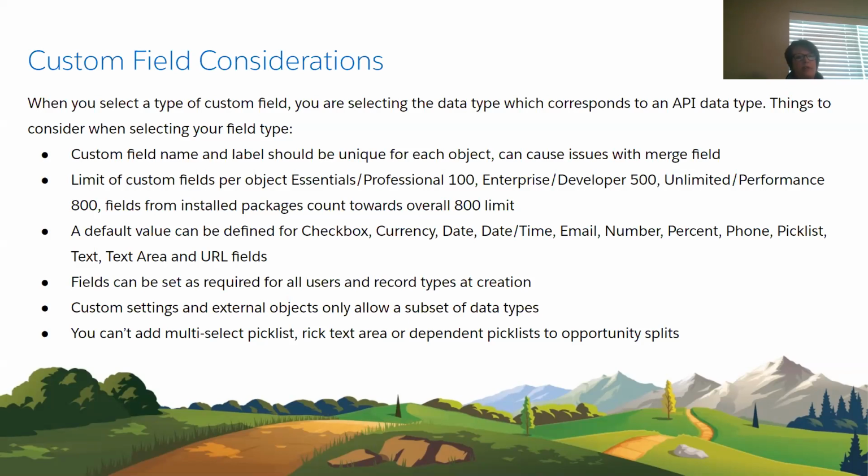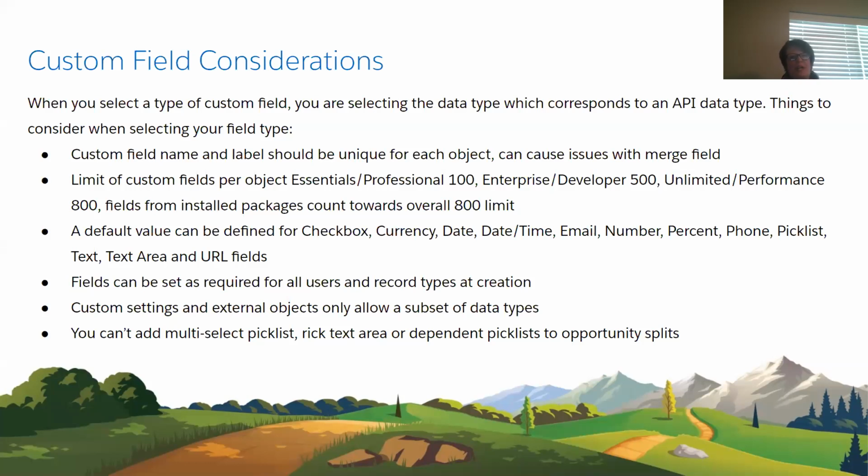There is a limit of custom fields per object. So this I had to read through a few different times to remember exactly how it worked. There is a limit per edition that you're using. So for example, if you're on the Enterprise Edition, you get a total of 500 custom fields per custom object. But say you install a managed package, that could add an additional 300 fields on your custom object, which would give you a total of 800 fields per custom object. Does that make sense? Clear as mud? Yes, that makes sense. Okay, awesome.